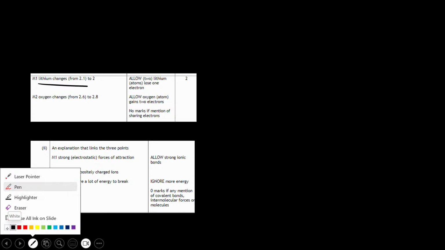So the mark scheme says the following: lithium changes from 2,1 to 2. There's a full outer shell as a result. Or you can mention the fact that it loses one electron, and oxygen gains 2 electrons. Of course, 2 lithiums are required for that. And here, look, it's got a strong electrostatic force of attraction between the oppositely charged ions, and a lot of energy is required to break them.